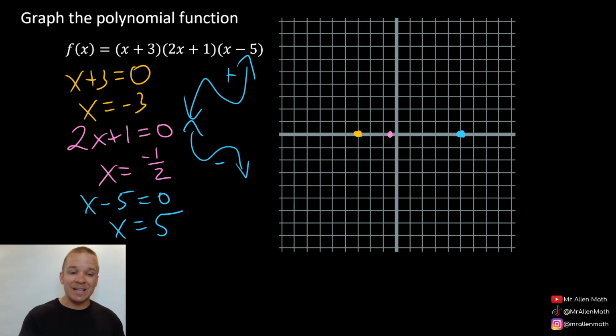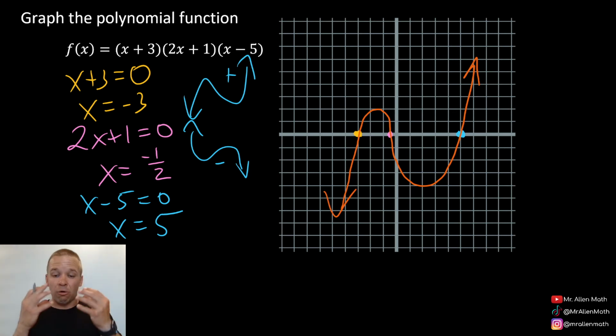So now I got to connect the dots, which can be kind of tricky for some, but we'll work on it. So I'm going to head up through the yellow point, come back down through the pink point, and then back up through the blue point right there. And now I've got this thing graphed with my three x-intercepts. Not too bad.